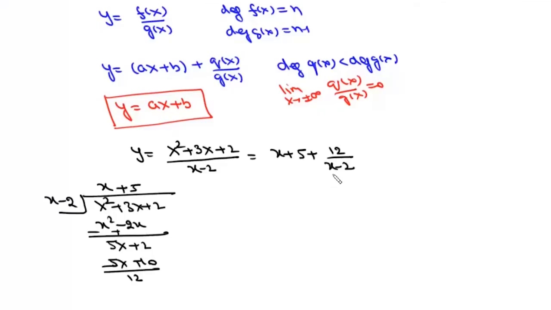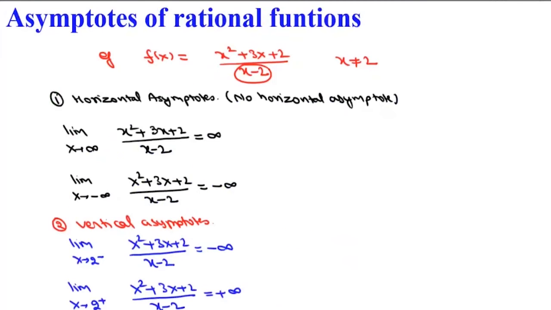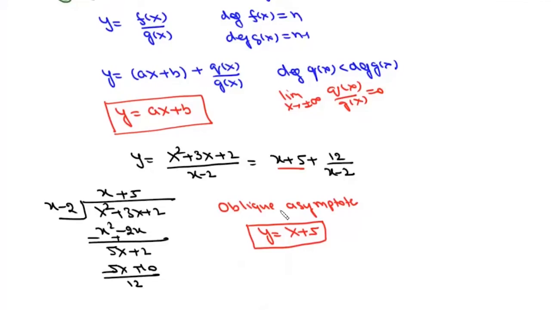Now if we take this limit, x tends to plus infinite or minus infinite, this expression will be 0, then it will be this straight line. So oblique asymptote for this function y equals x square plus 3x plus 2 upon x minus 2 will be simply y equals x plus 5. So we have this oblique asymptote. So here in this case, we do not have any horizontal asymptote, but we have a vertical asymptote at x equals 2, and we have an oblique asymptote at y equals x plus 5.